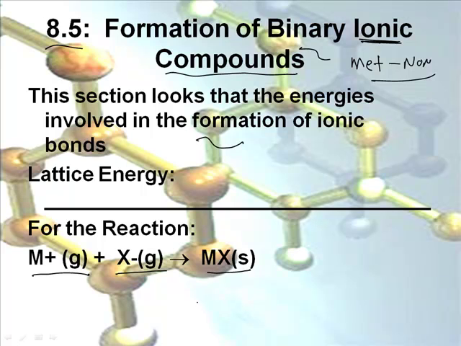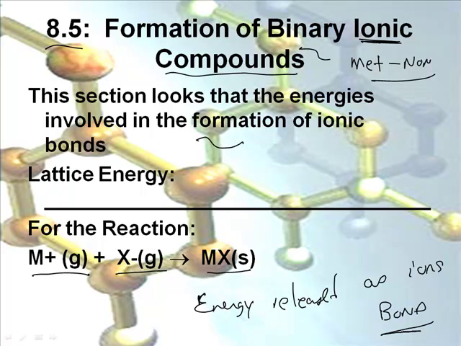So this is the energy that's released as the ions bond. Now, does that mean it's always negative? It actually is always negative. Lattice energies are always negative because they always release energy. Some are more negative than others. And so when we talk about a high lattice energy, we're actually talking about a high negative value, a larger quantity of energy going out.